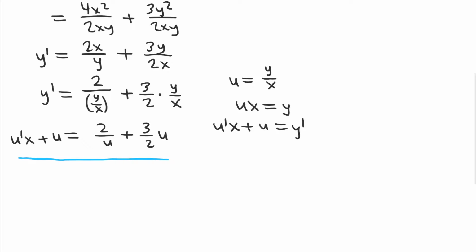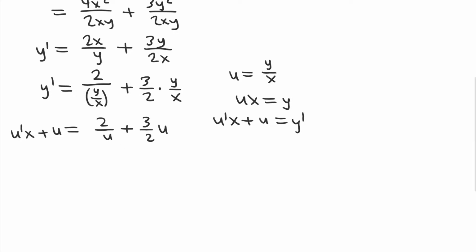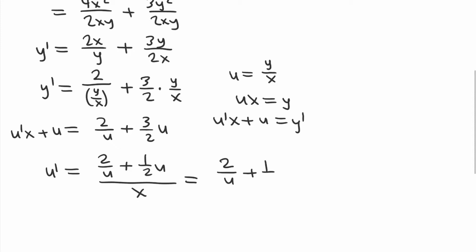If you've seen my previous video on the general derivation of homogeneous equations, but even if you didn't, notice if I isolate u prime, the derivative, I get 2 over u plus 1/2 u, because of this u moved to the other side of the equation, all divided by x. You can see this is the product of a function of u times a function of only x, and so this equation is separable.